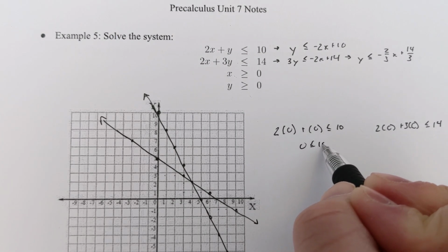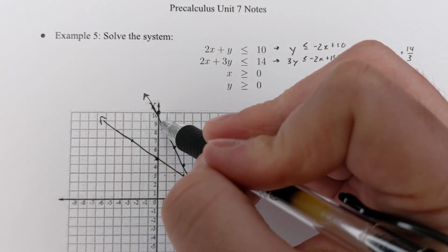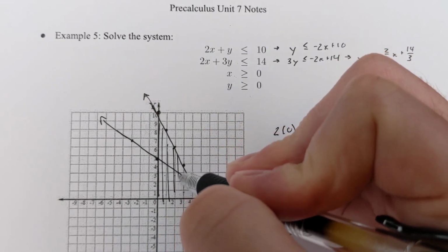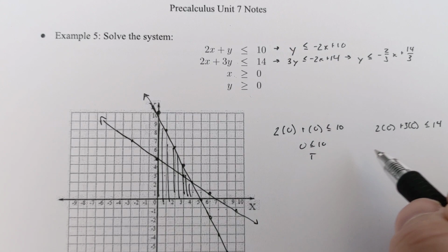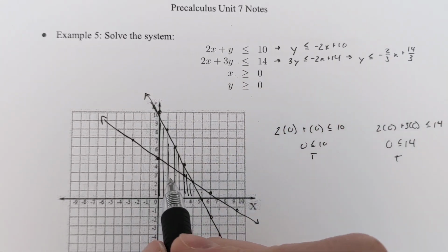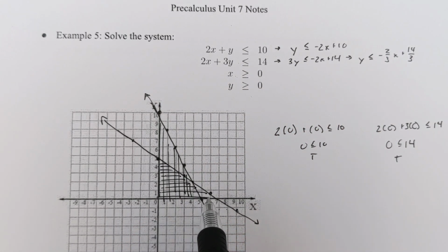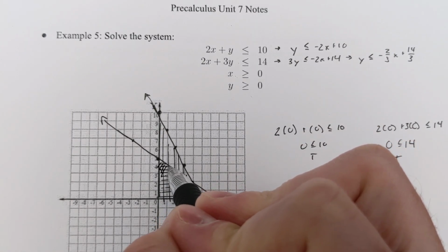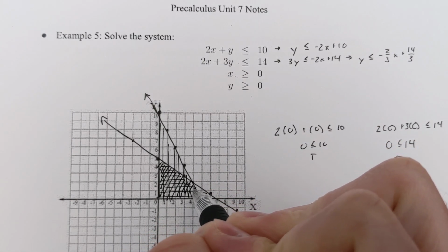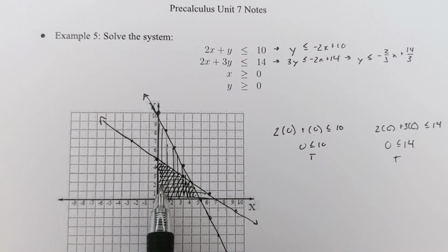So 0 less than or equal to 10, well, that's true. So I'd have to shade below this line. So that's everything down here. 0 less than or equal to 14, that's also true. So I'd have to shade below my less steep line. So that this four-sided figure in the center here is the solution set. Any point in there satisfies all four equations.